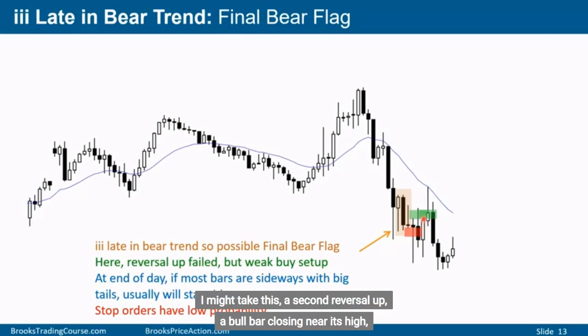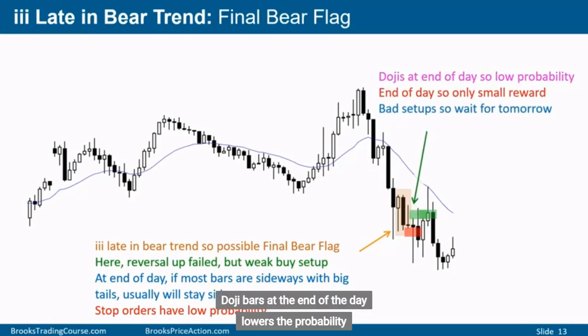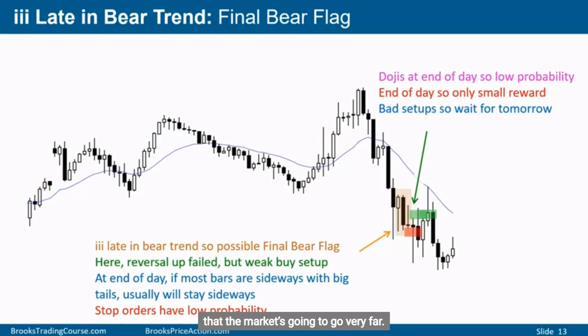I might take this, a second reversal up, a bull bar closing near its high, but you can see it went up, and if it started to come down, I would just get out, break even, or get out before it got down to my entry price. Doji bars at the end of the day lower the probability that the market's going to go very far. Every doji bar is a reversal, and if the market is reversing, especially reversing repeatedly, it's probably not going to break into a trend at the end of the day.